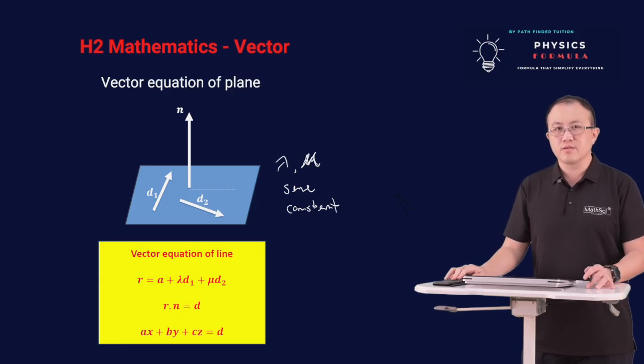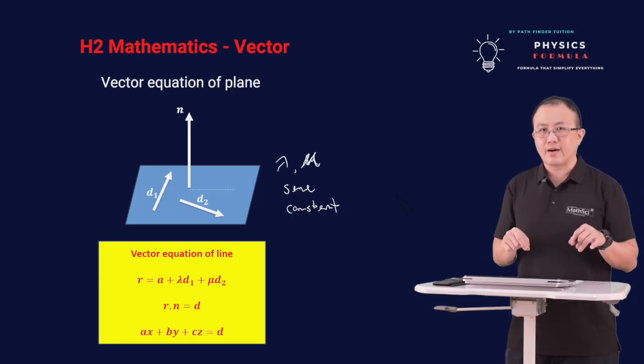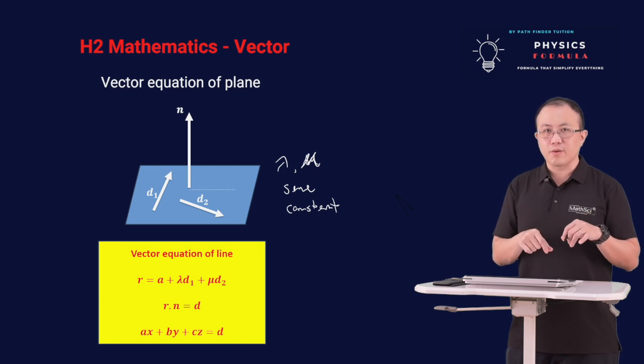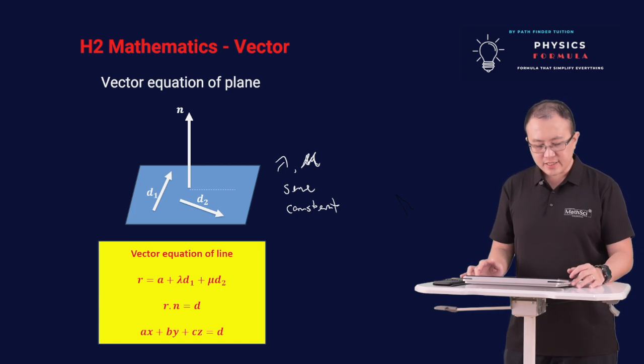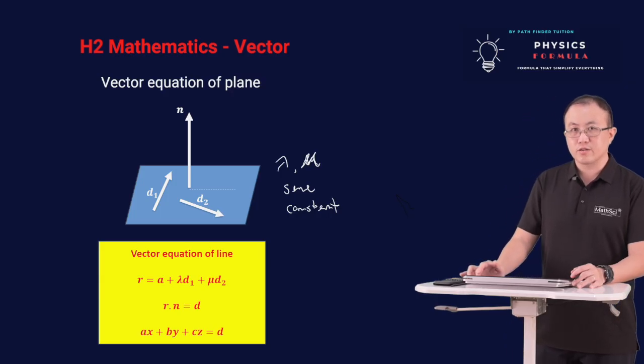A question usually will give you several points on the plane, and then they need you to use those points to work out the directions from there. Okay, then of course another form is r dot n equals d.